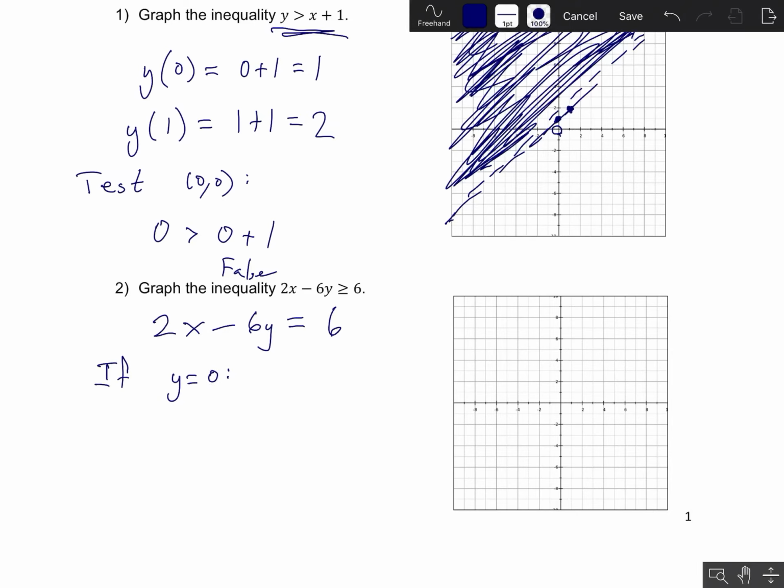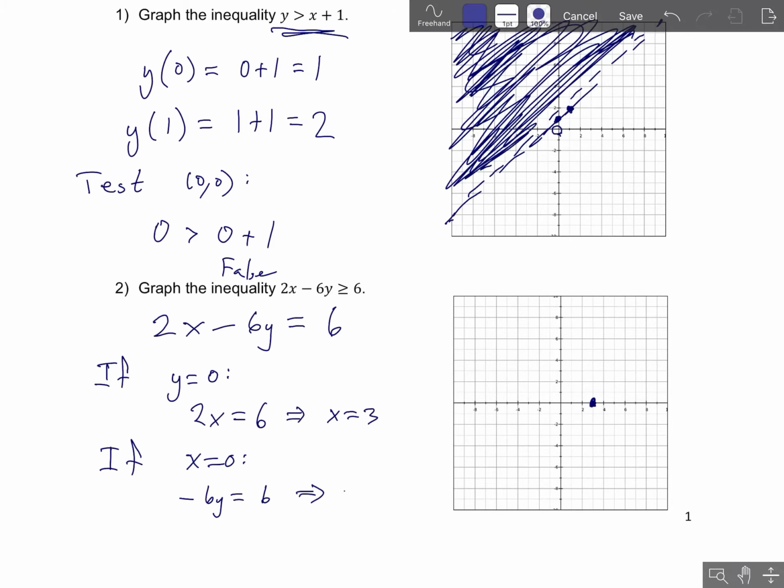And the way that we find those is by setting one or the other of the variables to equal 0. So I would say if y equals 0, that means we're looking for the x-intercept. That would mean that 2x is equal to 6, and that means that x is equal to 3. So that means that the point 3, 0 belongs on the line. And then to find a second point that belongs on the line, I'm just going to set the other variable to equal 0. So I would say x equals 0. Now we're looking for the y-intercept. That would mean that negative 6y is equal to 6. And then dividing by negative 6, we get that y is equal to negative 1. So 0, negative 1 also belongs to this line.